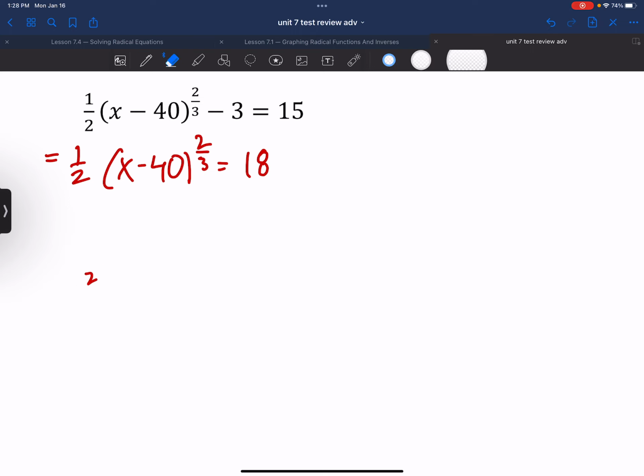And by the way, if you're ever truly unsure, maybe you're scared you missed an answer here, if you have the app for Desmos, you can always type in the left side of the equation and then the right side of the equation, and it'll create two graphs. And notice these only have one point of intersection at 25, 5. So x is 25.